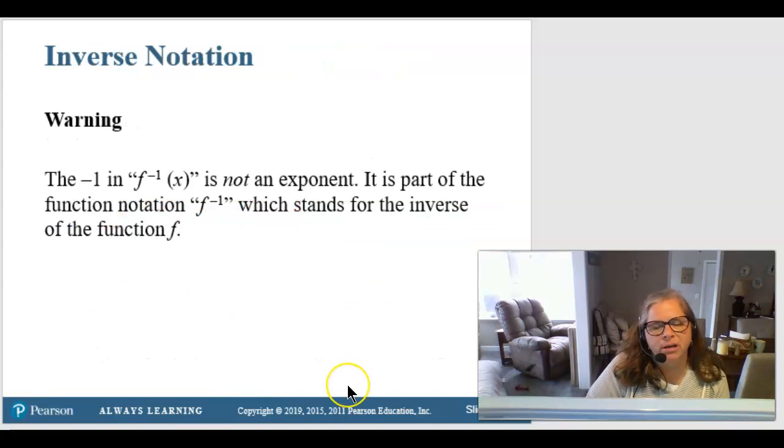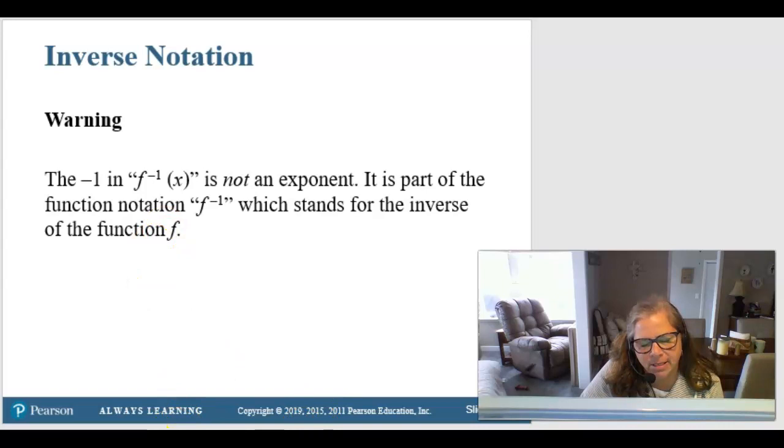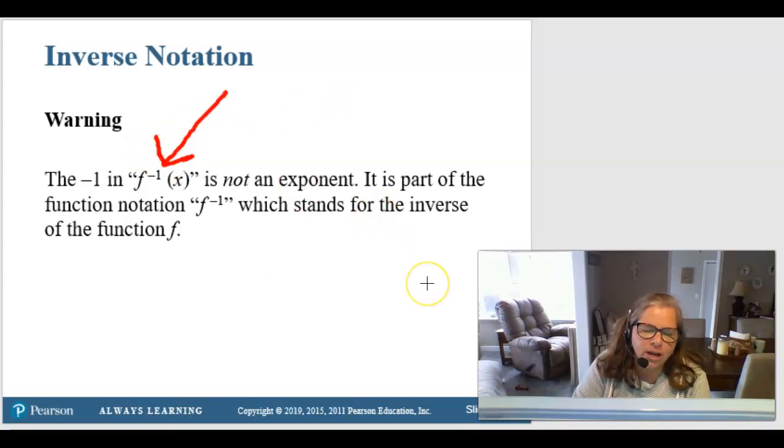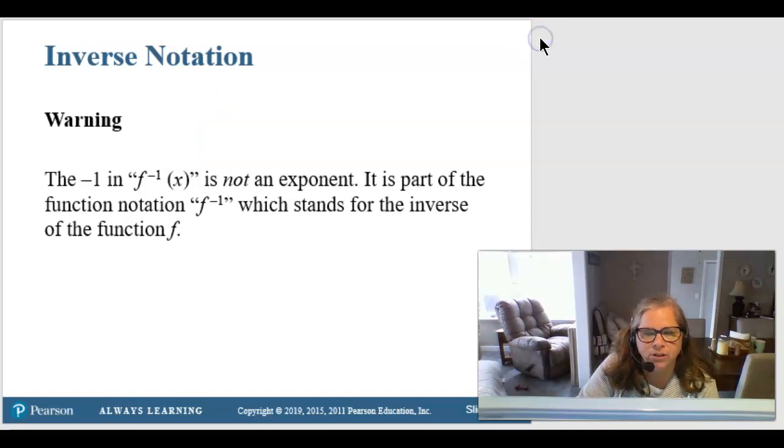So just a warning, when we're looking at inverse notation, make sure that when you see that f to the negative 1 right here, you are not using that as an exponent. That negative 1 is not part of our mathematical computations. It is nothing about all the things we learned about exponents in previous sections. It's simply notation. So you can ignore that mathematically, but pay attention to it knowing that what it's asking you to do is find the inverse function.